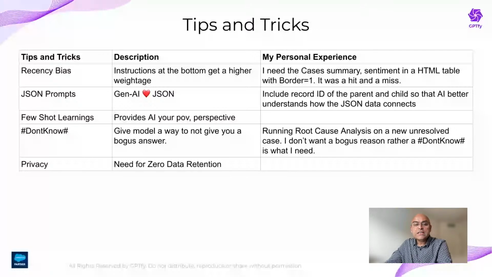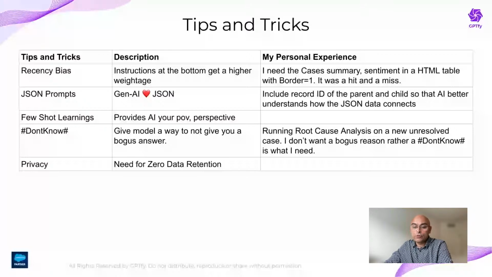In those situations, I found that when you run the root cause analysis prompt, it was actually just giving some random things, reading through the case information. So it was somewhat related, but it is really not the reason why the case was resolved. So then I started giving hashtag don't know in my prompt. I explicitly told AI that if you can't find a real reason, which is actually the resolution for the case, then return me hashtag don't know.